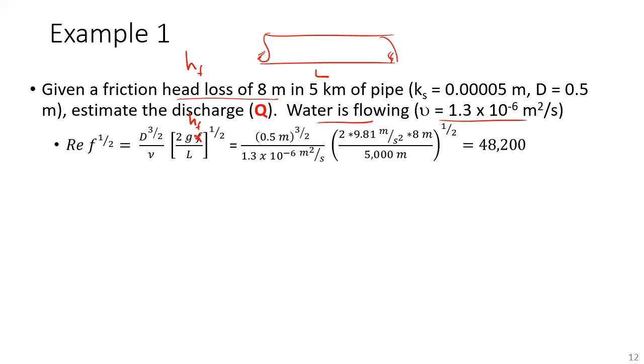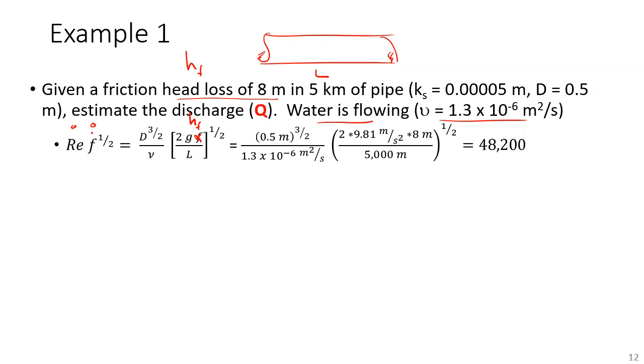That's what now I'm just copying and pasting. So in this case, we're going to calculate the Reynolds number times the friction factor to the 1/2 power. We got this equation by combining the Reynolds number with the Darcy-Weisbach friction factor equation. So you can see diameter to the 3/2 power divided by the kinematic viscosity times 2 times the acceleration due to gravity times the friction loss of 8 meters divided by the pipe length of 5,000 meters, all to the 1/2 power.